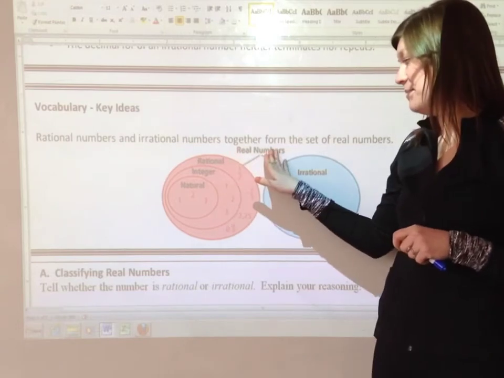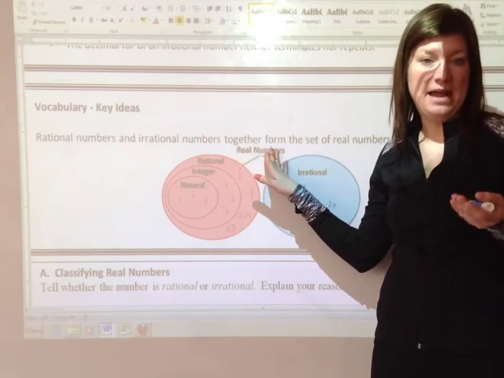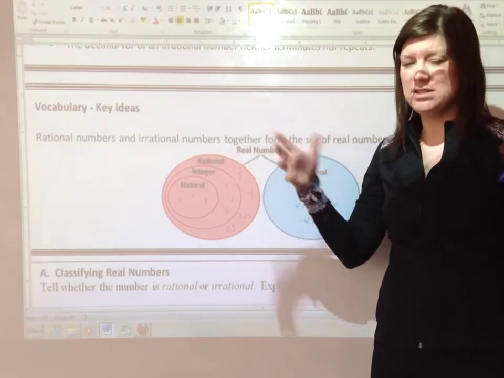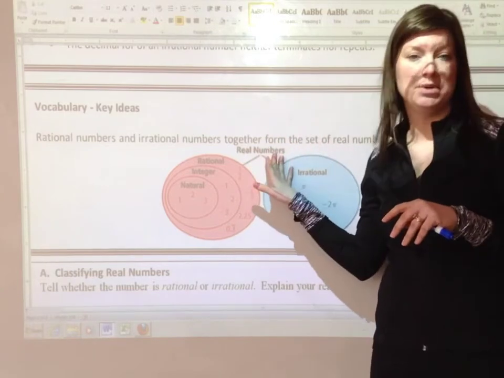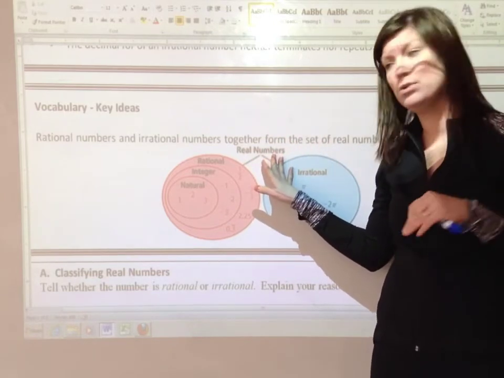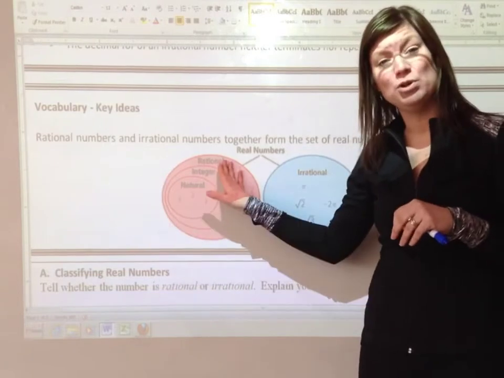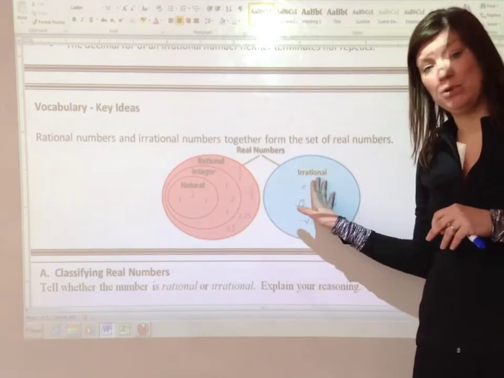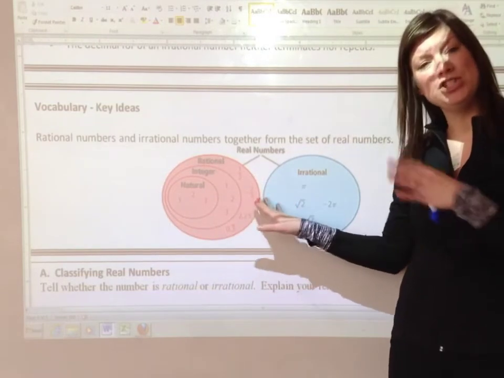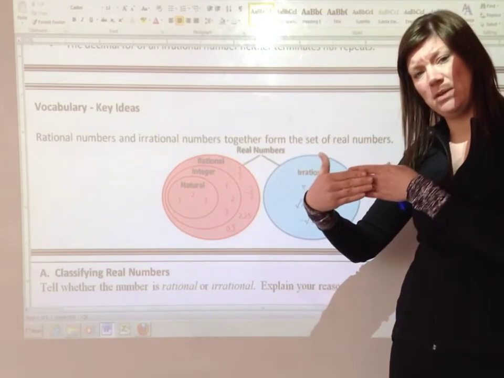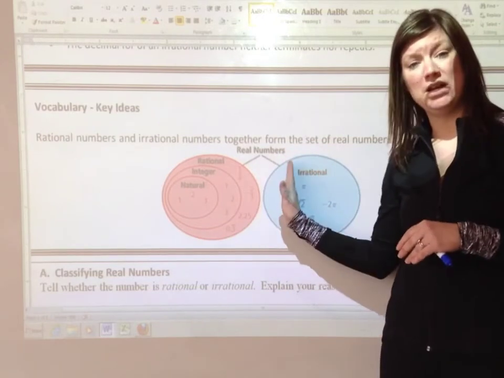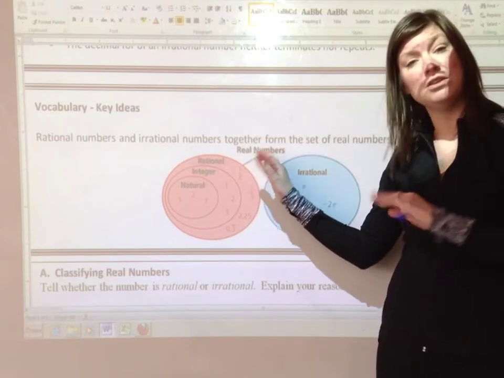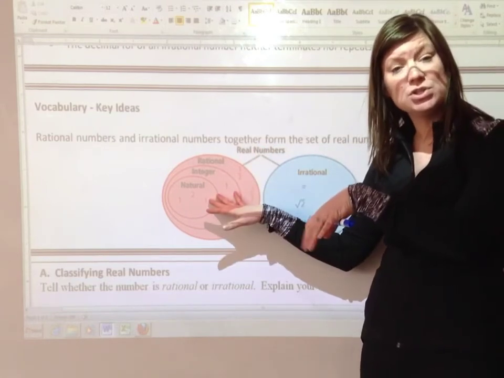So we have, in 8th grade math, and in all of math, we have a universe. Think of it as a universe called real numbers. And within that universe, we have 2 subgroups. We have the rational number subgroup, and we have the irrational number subgroup. The 2 worlds don't collide, so you don't see the Venn diagram intersecting there. They are separate.